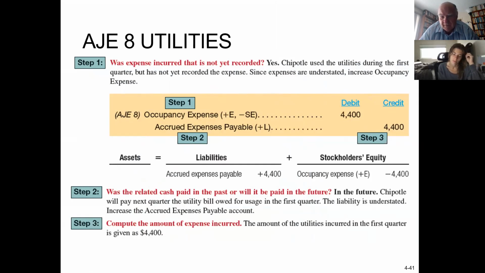The point they're trying to make, and they're not making it very clearly, is what they should have been saying: we estimate that $4,400 is the amount to accrue. If we have the bill, we don't have to accrue anything. We just record the bill. But they're saying we think we used $4,400 worth of electricity during the month. So we're going to use that estimated number, debit expenses, occupancy expense, they're calling it. It should be called maybe electricity expense, and credit the $4,400.